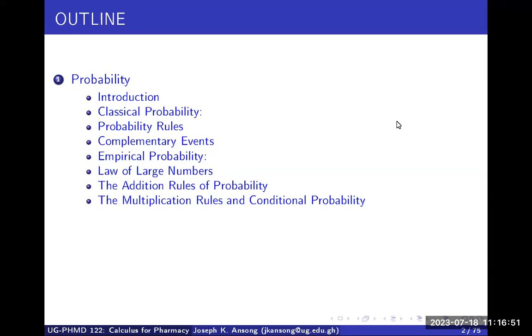And then we'll look at some rules of probability and look at what is a complementary event. So after looking at classical probability, we move on to empirical probability. Look at the law of large numbers. And then most importantly, some addition and multiplication rules of probability. Okay, so that will be the outline. We'll probably cover a few of these, and then we'll move on to the other ones later on in the subsequent lectures.